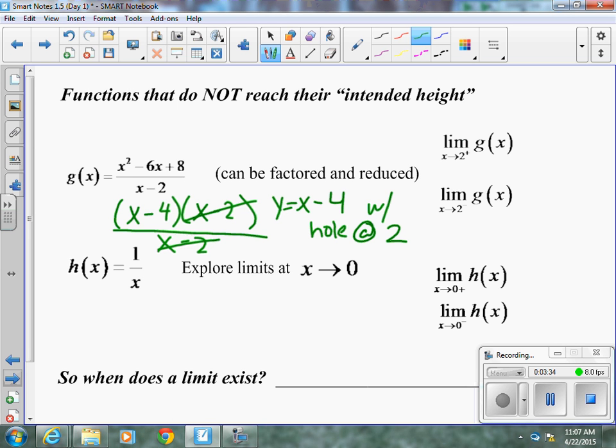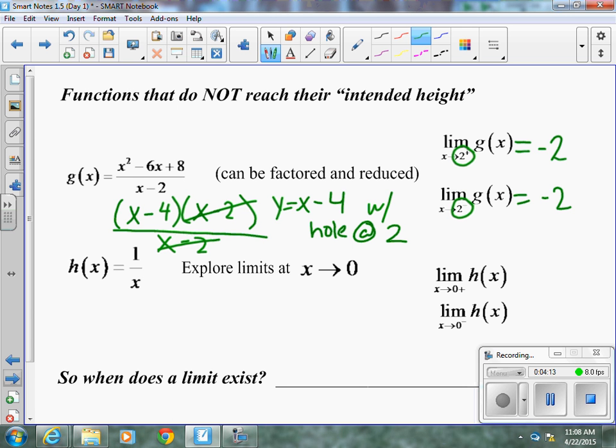Which means, as we approach from the left, we would be approaching that hole that has a y value of negative 2. Oh, left would be the bottom one, because when it says 2 from the negative side, that means we are approaching from the left. 2 from the positive means we're approaching from the right. Similar thought from the right, if it's the line x minus 4 with a hole at 2, as we're approaching 2 and not actually getting there, we are approaching a y value of negative 2.